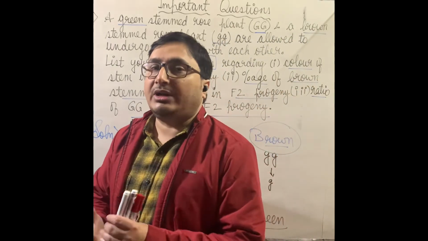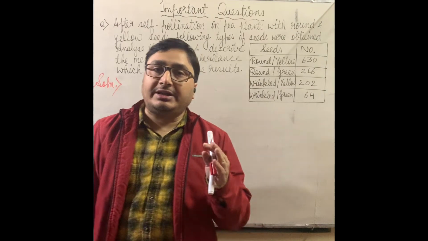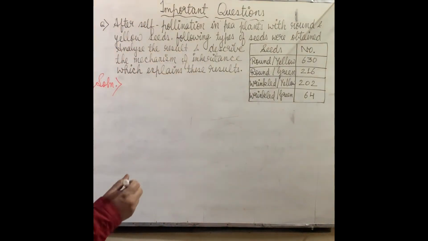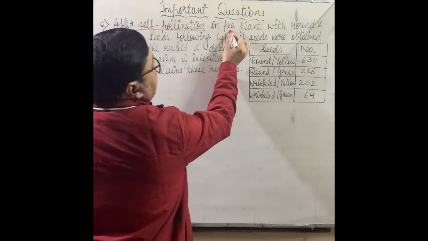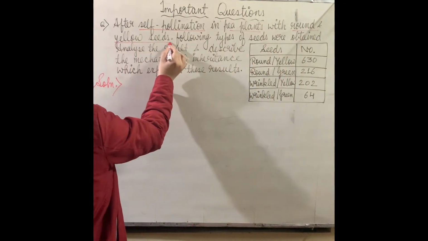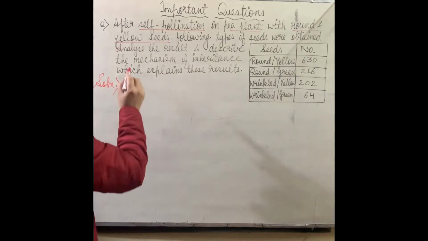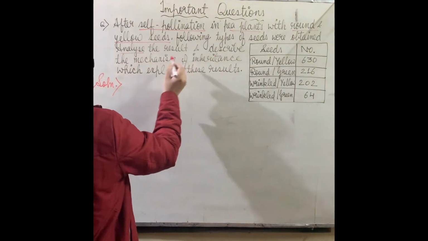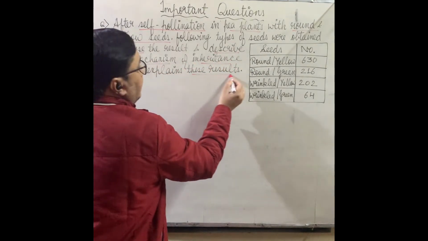Okay. Now let us move to the next question. Okay, let us now see the next question. Here, the question says that after self-pollination in pea plants with round and yellow seeds, the following types of seeds were obtained. Analyze the result and describe the mechanism of inheritance of these results.